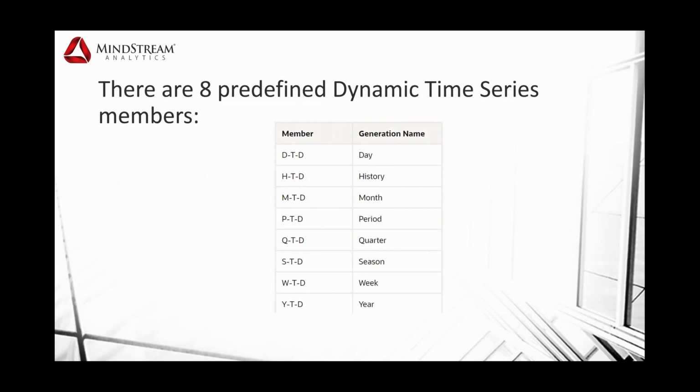There are 8 predefined dynamic time series members. Quite frequently, year to date, you will find automatically ready to be enabled in your system. Many people like to have the quarter to date and the month to date, and that can also be enabled if originally designed in your application.